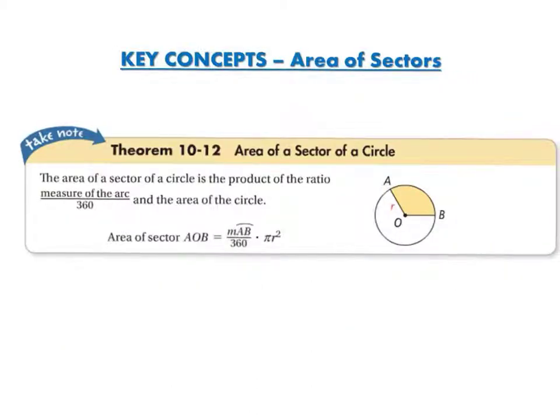All right, to find the area of a sector of a circle, you take the measurement of the arc, divide it by 360, and multiply it by pi r squared, or that's the area of the circle. Again, you take the measurement of the arc, divide it by 360, and multiply it times the area of the circle.